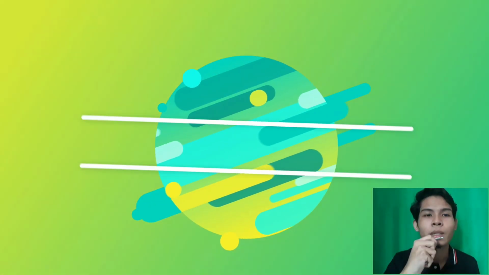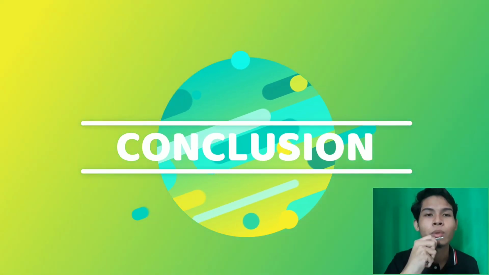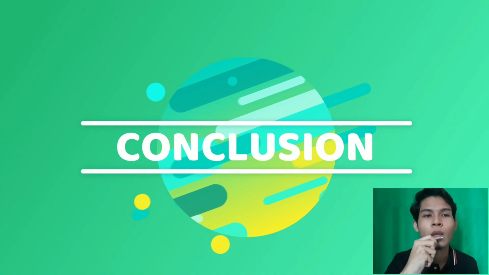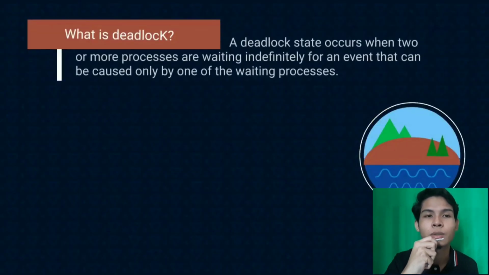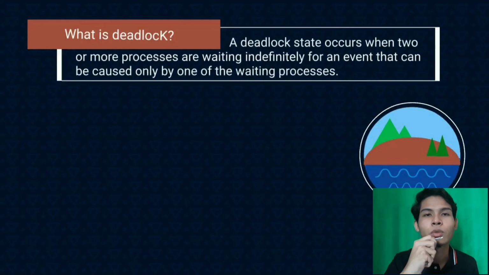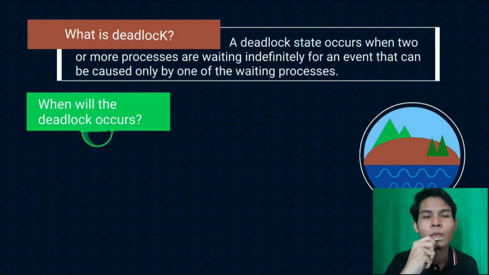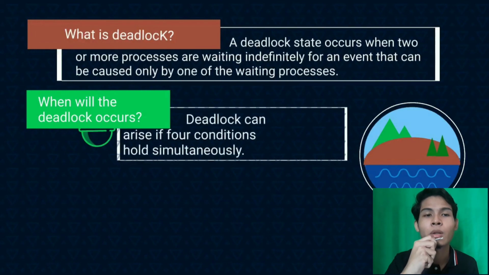For the conclusion part, I will be summarizing what we have learned in this video. First, what is deadlock? A deadlock state occurs when two or more processes are waiting indefinitely for an event that can be caused only by one of the waiting processes. Second, when will the deadlock occur? Deadlock occurs when the system satisfies all four conditions. Those conditions are no preemption, hold and wait, mutual exclusion, and circular wait.